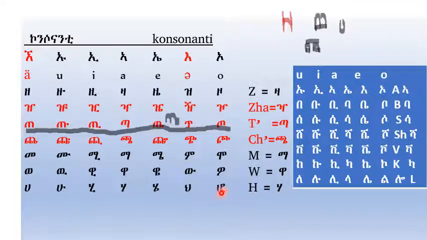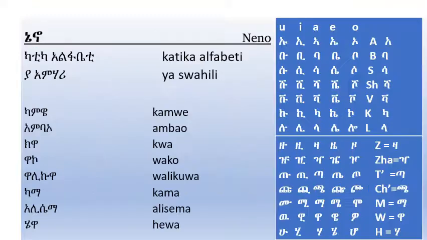Okay, now we have 1, 2, 3, 4, 14 of them. 14 of them. Now let's make some examples. Did I say nano? Neno. Katika alfabeti ya Amharic. Kamwe.